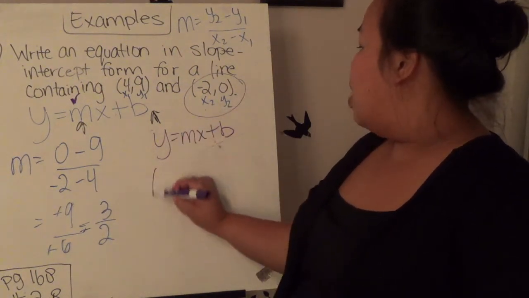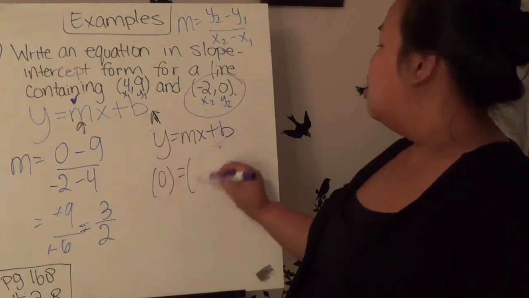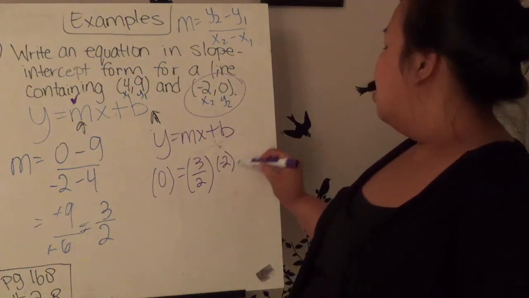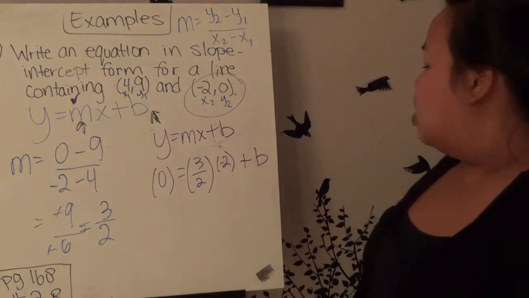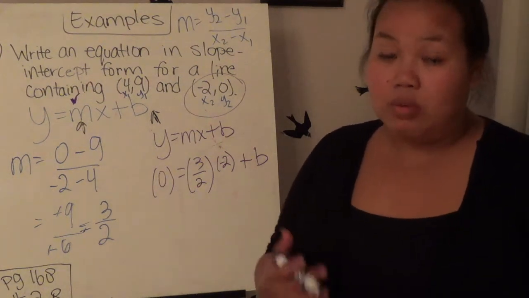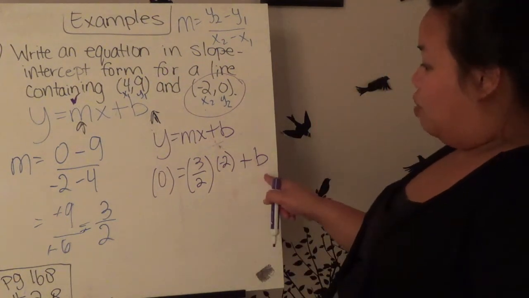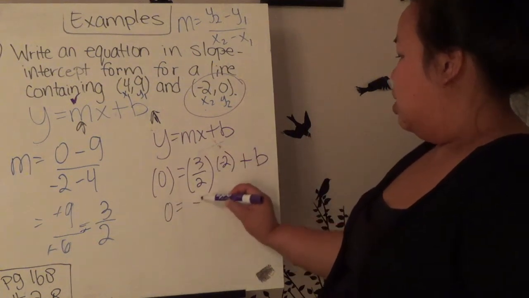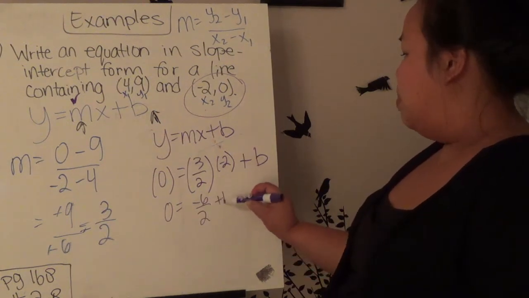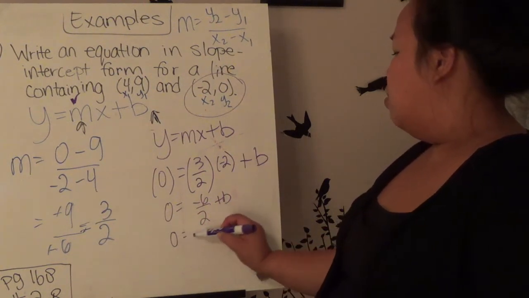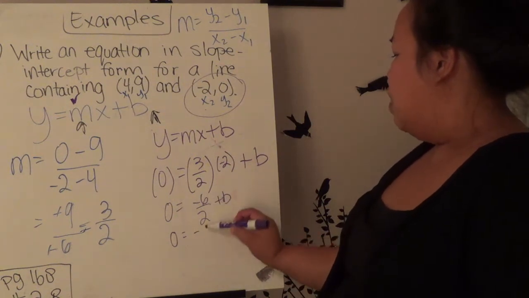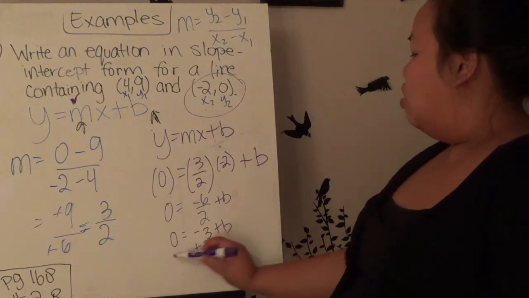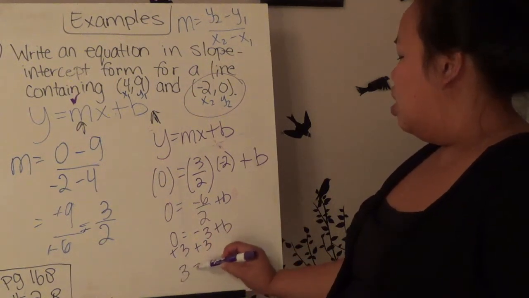I know what my y is, which is 0. I know what my m is, which is 3 over 2. My x is negative 2, plus my b, which I don't have. So remember, I can solve any equation as long as I have a maximum of how many variables? One. So I have one variable here, so now I can solve. 0 equals negative 6 over 2 plus b, which then is 0 equals negative 3 plus b. And I'm going to add 3 to both sides, and I end up with 3 equals b.